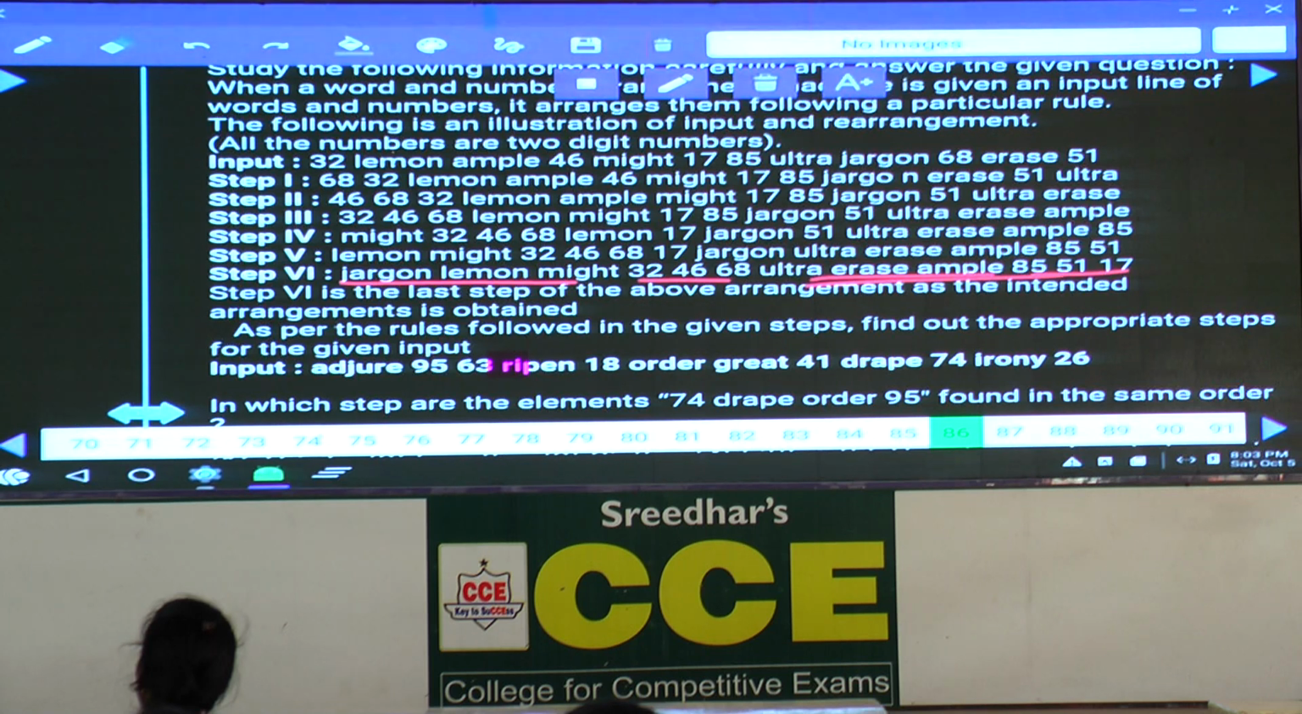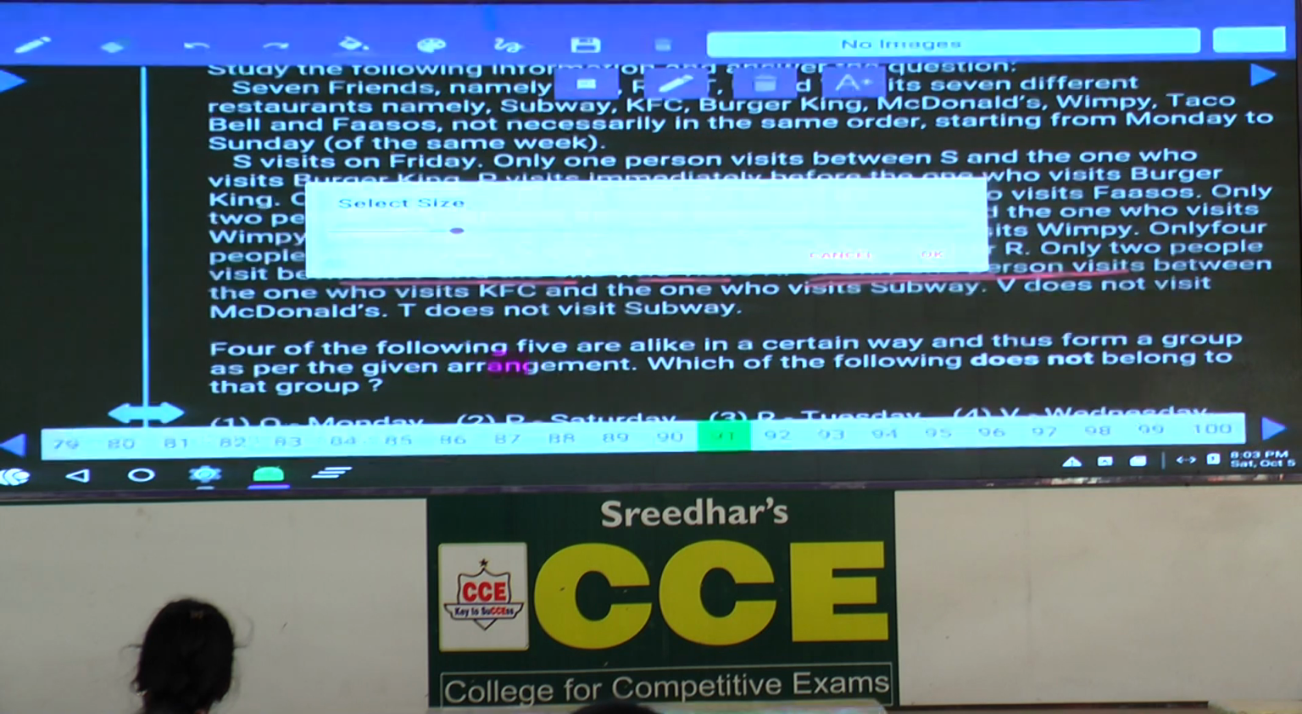Here we have 3 numbers, 3 words, again 3 words, 3 numbers, then only will we get them in the alternate places. Done with this, 86 to 90. Then afterwards, 91 to 95.